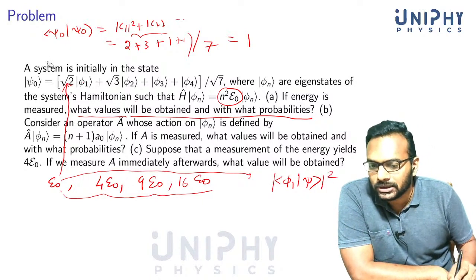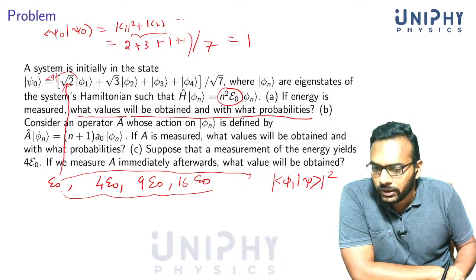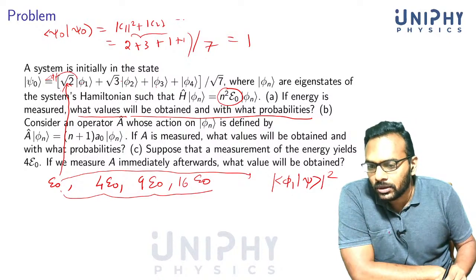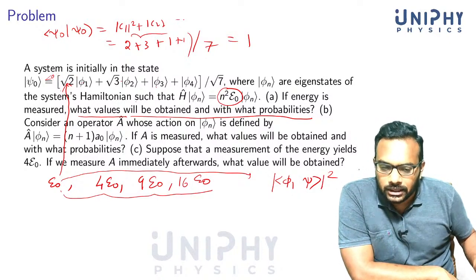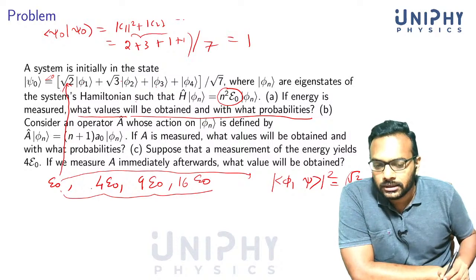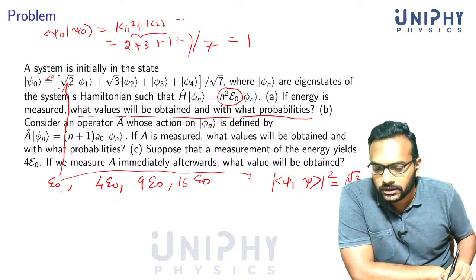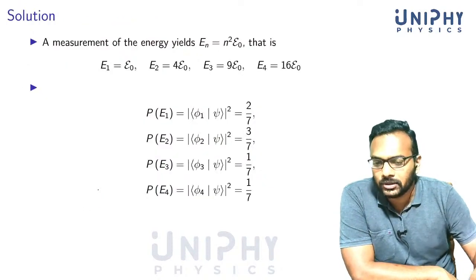And what's that projection? If you project it onto phi 1, you see that phi 1 with phi 1 is 1, phi 1 with phi 2 is 0, phi 1 with phi 3 is 0, phi 1 with phi 4 is 0. It's an orthonormal set. So what you get is root 2 by root 7, squared. So that's equal to 2 by 7. So 2 by 7 is the probability that you will measure an energy value epsilon 0.